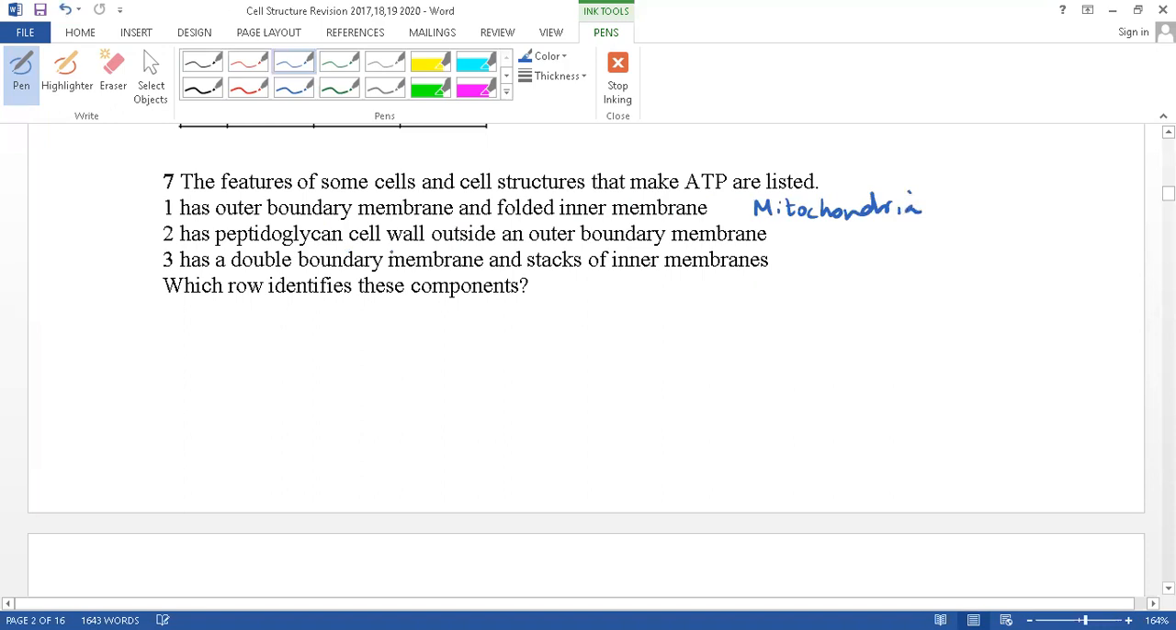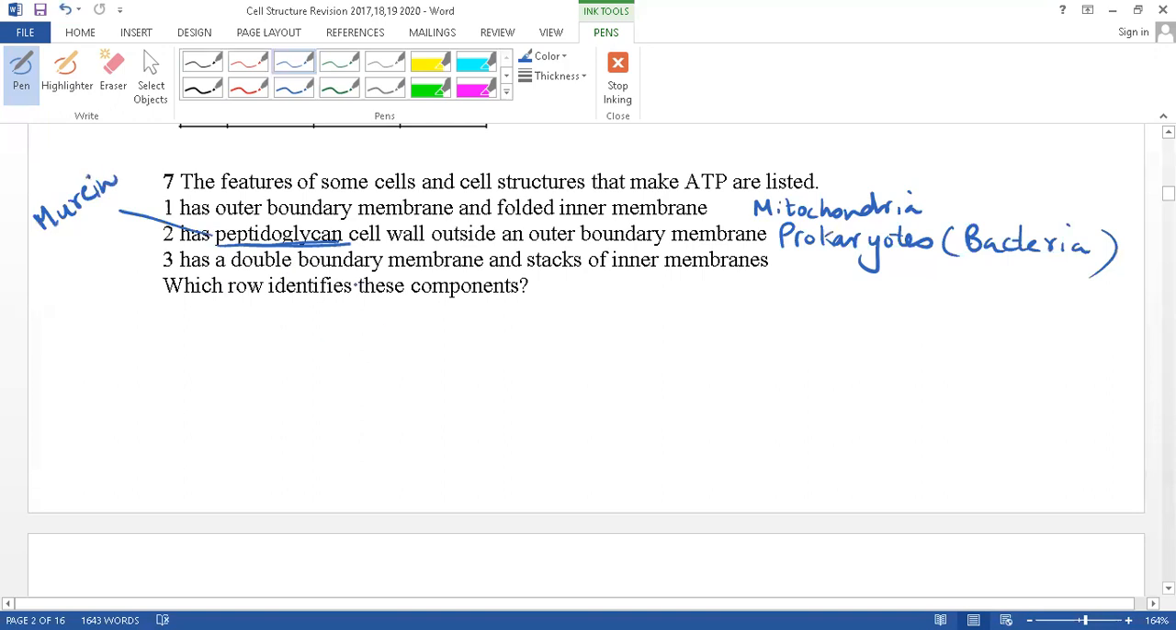Then has peptidoglycan cell wall outside and outer boundary membrane. Which organism has a peptidoglycan cell wall? Peptidoglycan. Where did you study the cell wall? Usually the cell wall is made up of cellulose. But what about the prokaryotic cell wall? Its cell wall is made of peptidoglycan, right? Called murein. You forgot it?